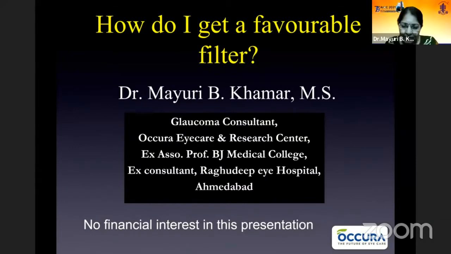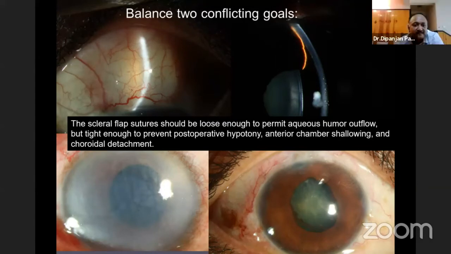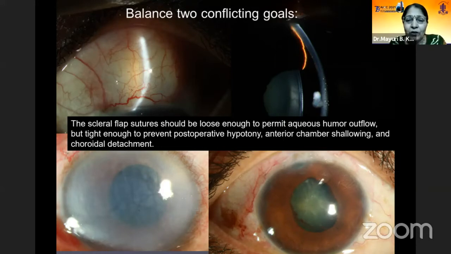Welcome, madam. Thank you. In the next few minutes, I will try to cover how I get a favorable filter. Mitomycin was discussed so nicely by Dr. Suchanda. So we know that we are working with double aims. One, the scleral flap should be loose enough to permit aqueous humor outflow to get a good filter, but should be tight enough to prevent post-operative hypotony, anterior chamber shallowing, or choroidal detachment.